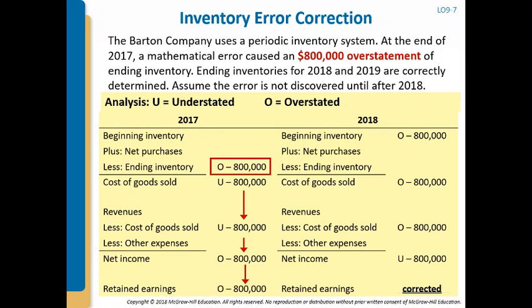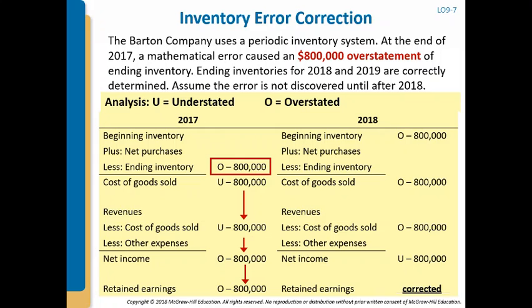However, if you find it in 2018, you're going to have to go back and change your numbers in 2017 through adjusting entries and prior period adjustments to retained earnings. But if you get to 2019 and you find out this error happened, then you don't have to do anything because it's self-corrected.